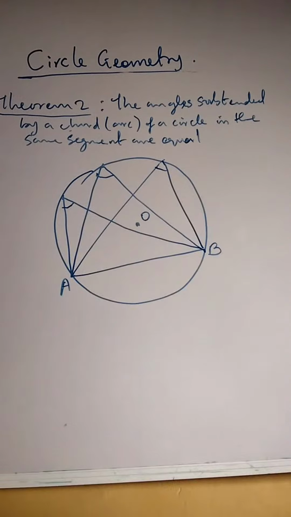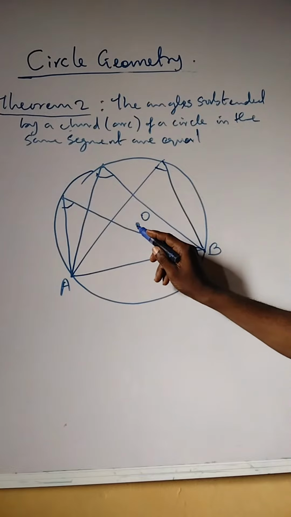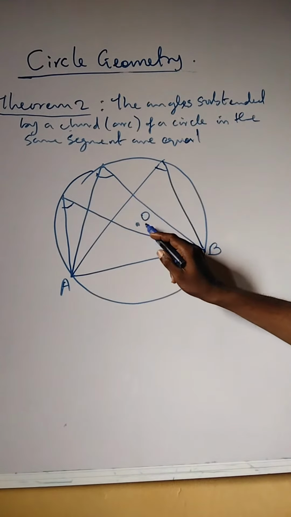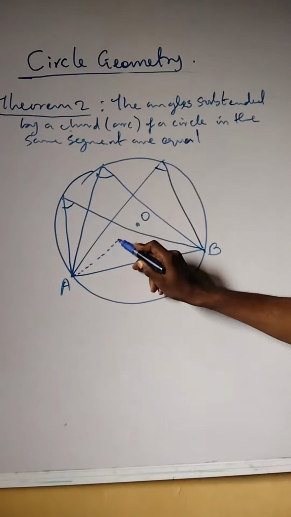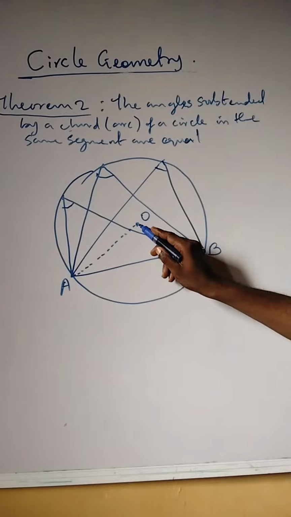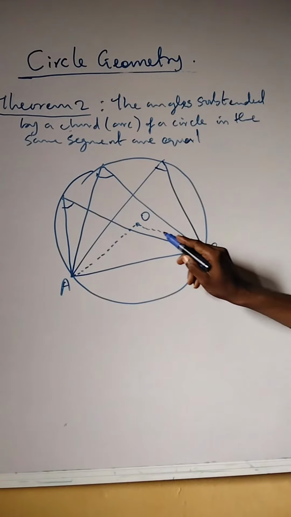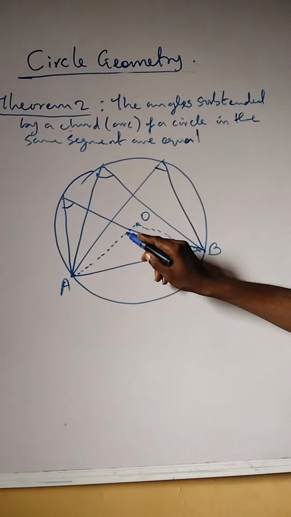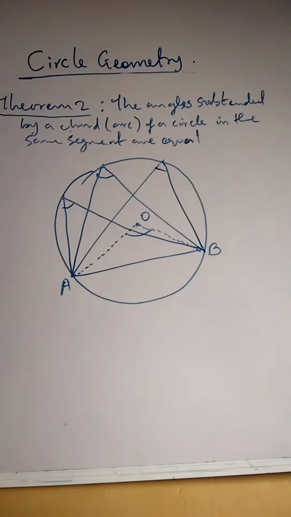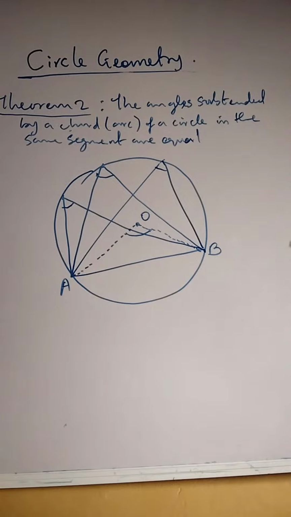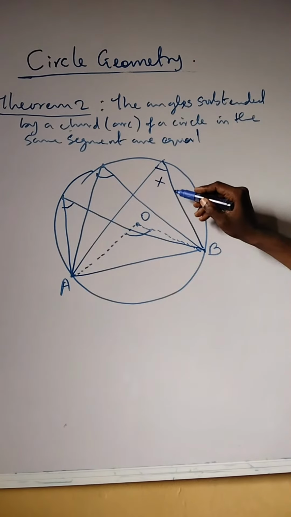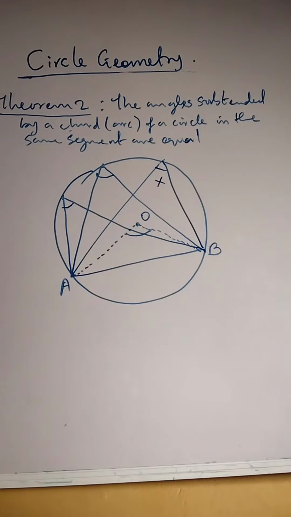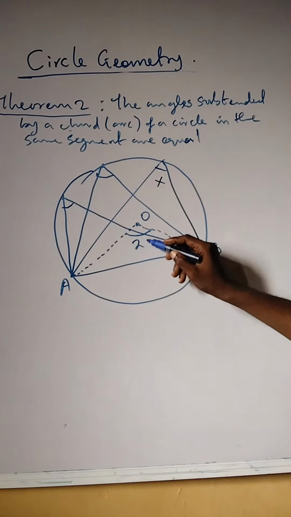And the theorem follows from theorem 1. So, let's see why they are equal. By construction, we join A to O and also B to O. So, join these to the center. We have the angle at the center here now. Don't forget, the angle at the center is twice the angle at the circumference. Assuming we know one of these angles, let's say one of these angles is x. What will be the angle at the center? Because the angle at the center is twice the angle at the circumference, this angle will be 2x.